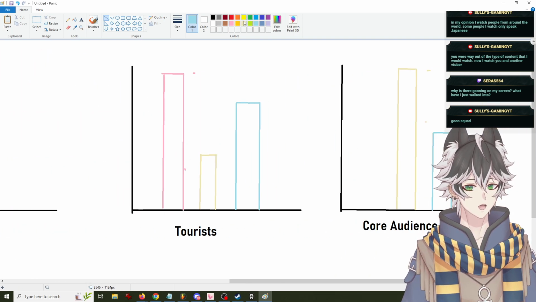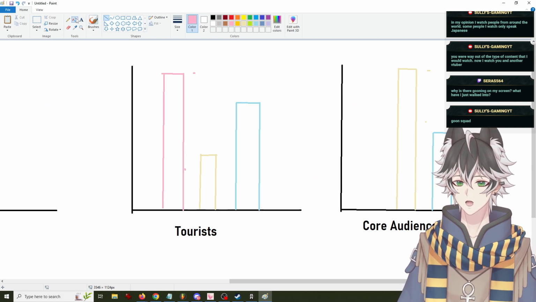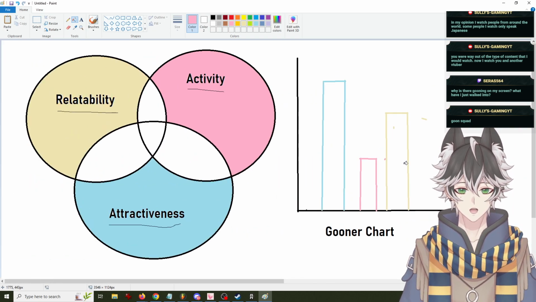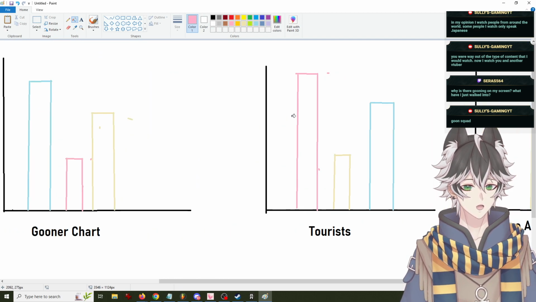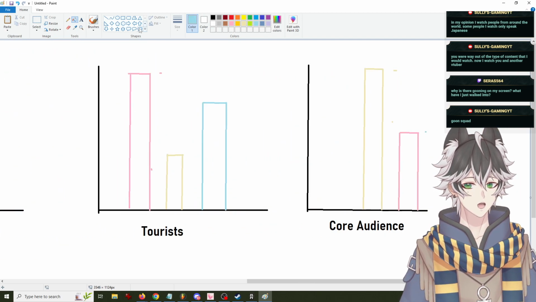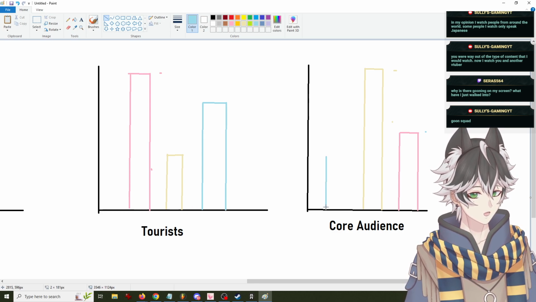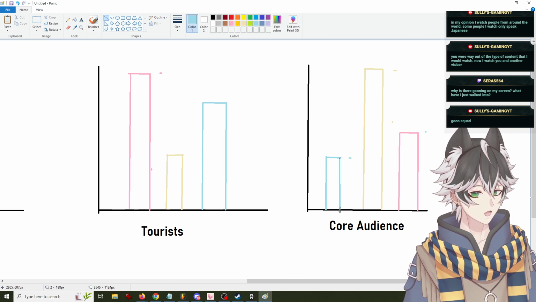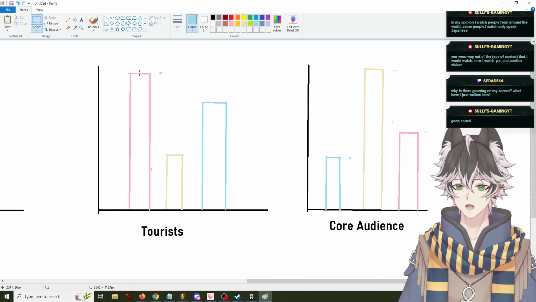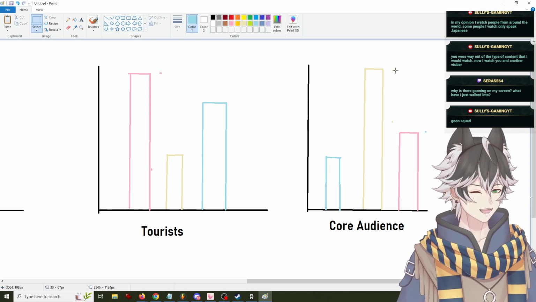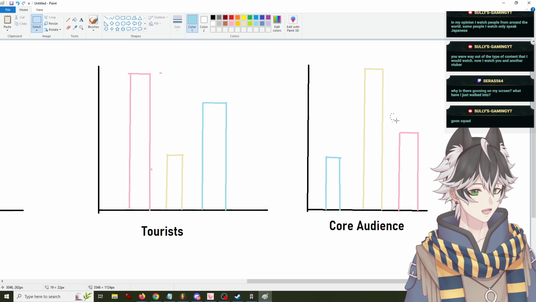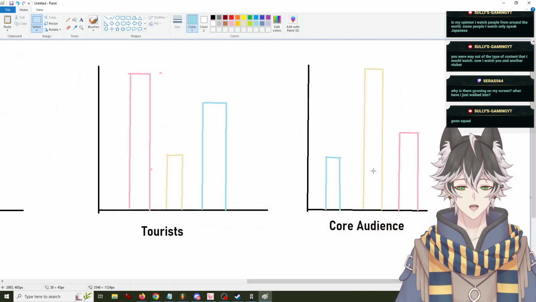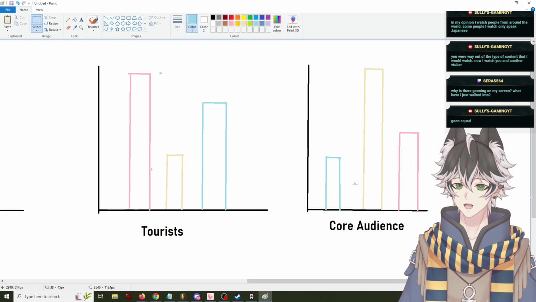Oh, wait, sorry, I got the colors mixed up. So activity is not so important, and attractiveness I think is probably the least important for your core audience. Because people will literally watch a person that looks like a toad, if that person's really friendly and they feel like they're friends with the streamer, then they'll watch it even if it's a ham sandwich.